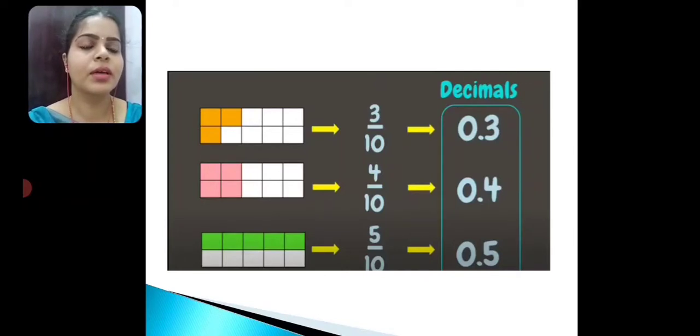In the third figure, out of 10 equal parts, 5 equal parts are shaded in green color. In fraction form, we write it as 5 by 10. In decimals, we write it as 0.5. 0.3, 0.4, 0.5 are called decimals.